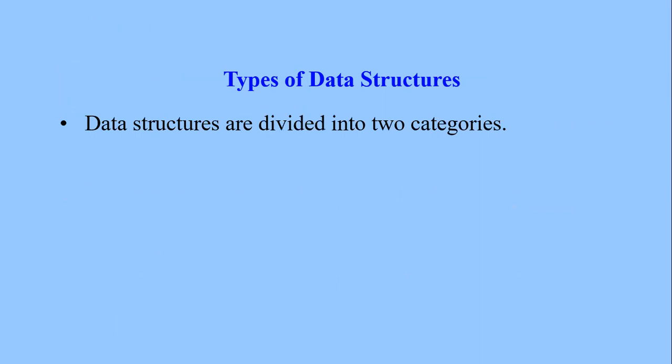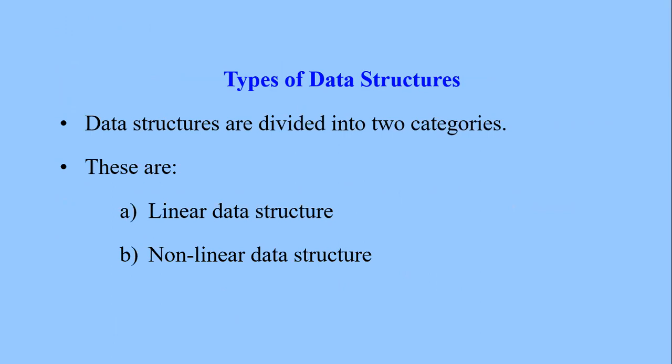Let's now look at the types of data structures that we use in programming languages and more so in structured programming. Data structures are divided into two categories. These are nonlinear data structure and linear data structure.